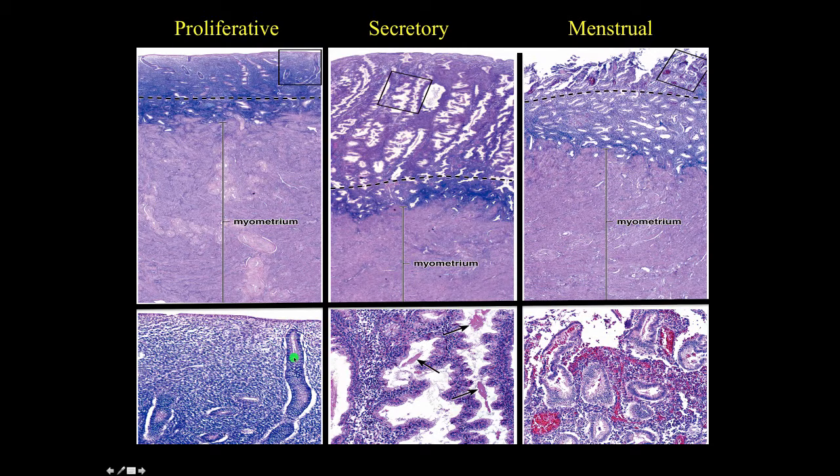Look at how long and straight the glands are in the proliferative stage. Look at how coiled and corkscrew the glands are in the secretory phase. And here in the menstrual phase, you see lots of profiles of large blood vessels. You see the mucosal surface just breaking away.